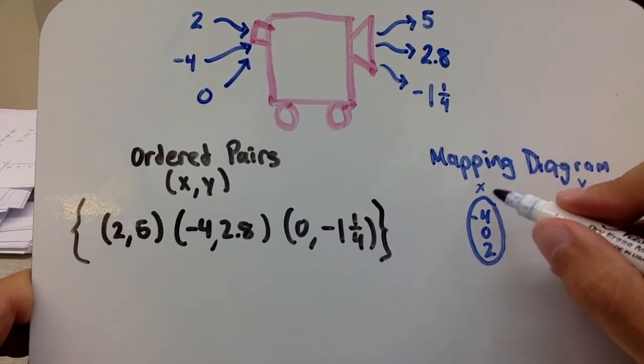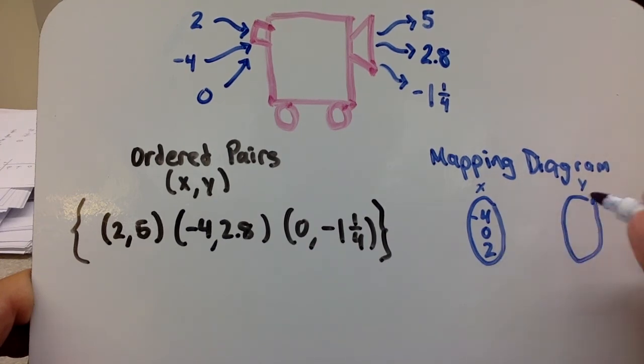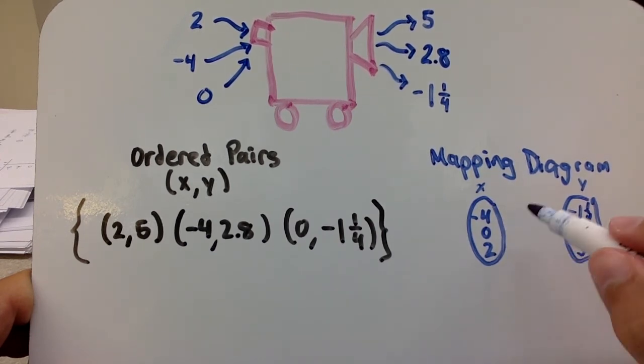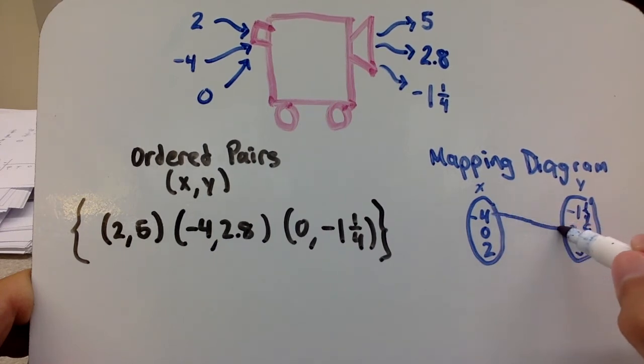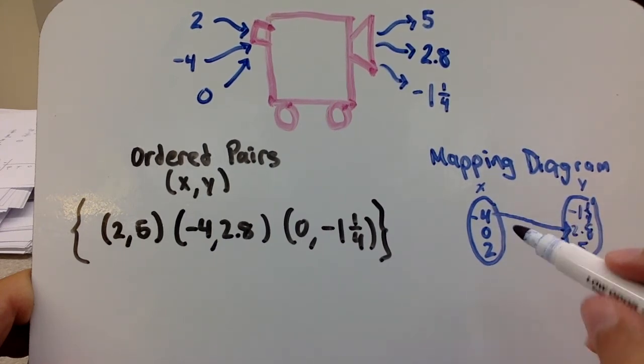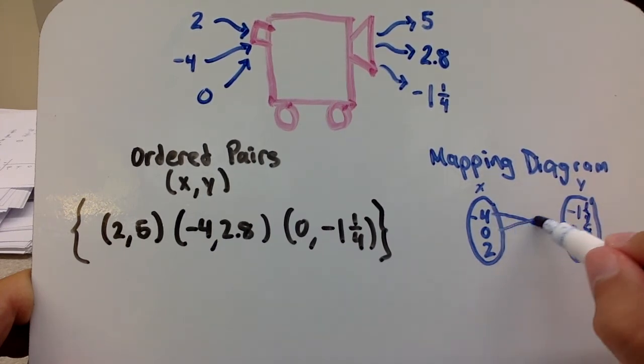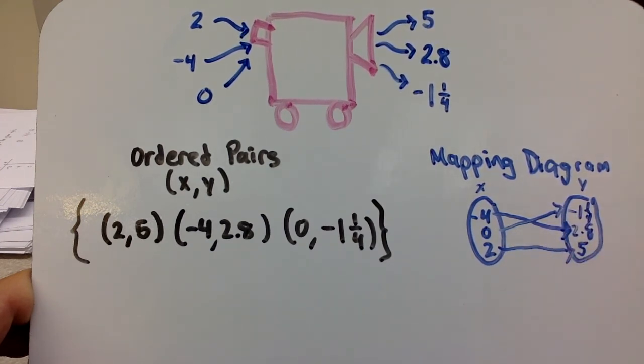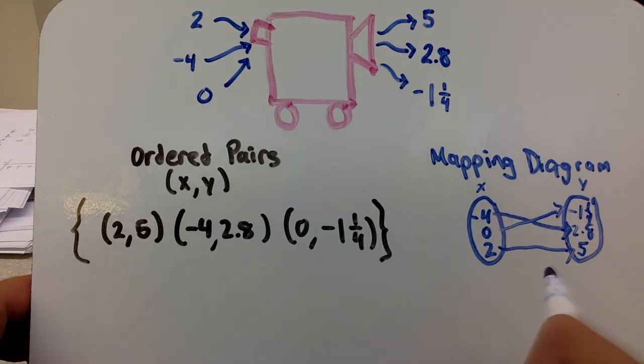So I have my inputs -4, 0, and 2 right there. And I have -1 and 1/4. I have 2.8, and I have 5 over here. And you just draw arrows connecting the numbers that go together. So -4 went to 2.8, 0 went to -1 and 1/4, and then 2 went to 5. So in all, there are 4 different ways that we can represent a relation.